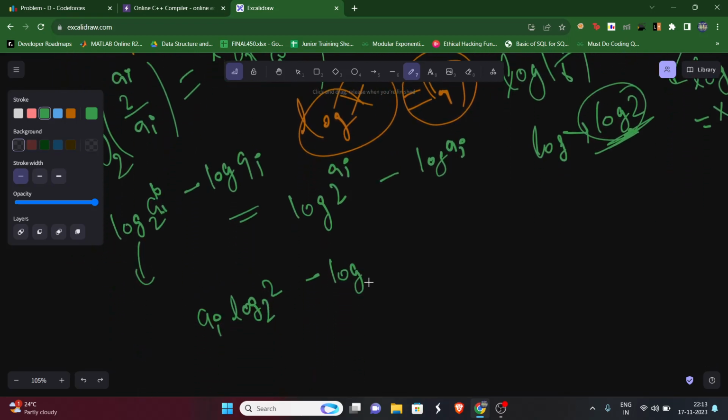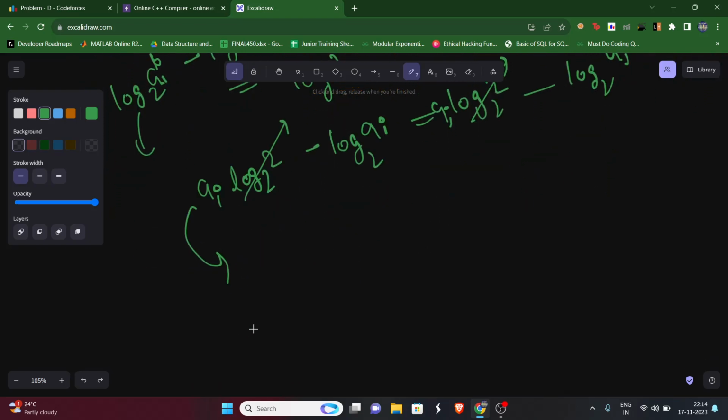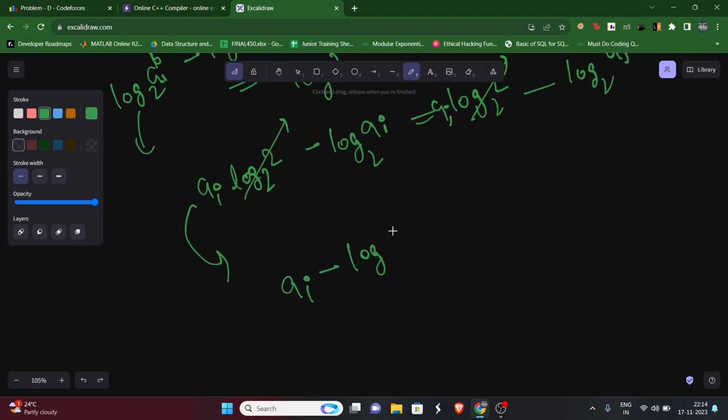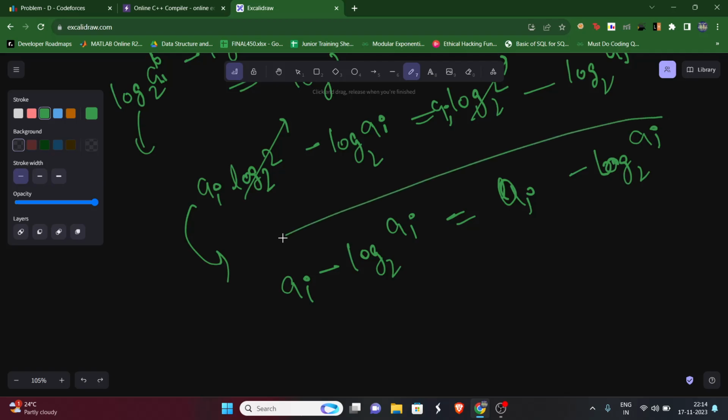So the entire equation will become log 2 base a[i] equals a[j] log 2 base 2 minus log 2 base a[j]. Here it will become nothing but 1, and similarly here also it will become 1. So the final expression becomes a[i] minus log 2 base a[i] equals a[j] minus log 2 base a[j]. So the final equation comes out here.